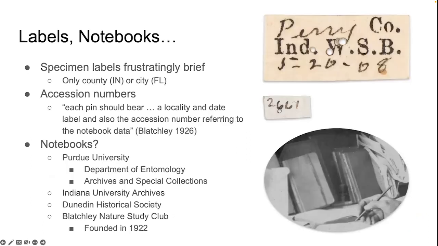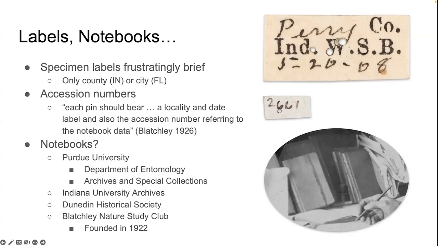Now, I mentioned Blatchley's notebooks, and why this is particularly frustrating is that Blatchley's labels are very brief. They give only the county, or in the case of his Florida specimens, only a city, then his initials and a date. However, on some of his specimens, there is a minute label just below the specimen, above the locality labels, that has a little accession number.